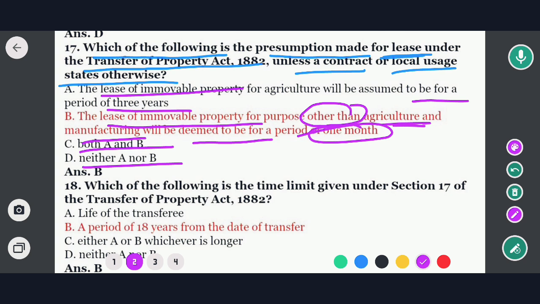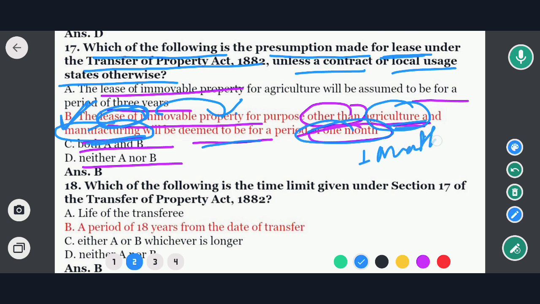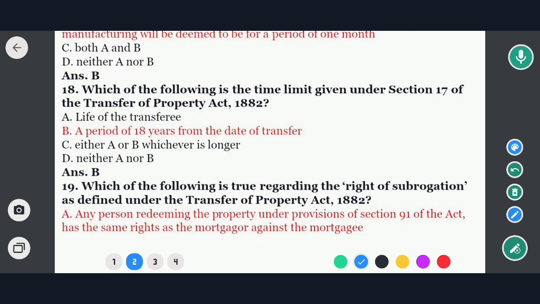So in this case, option B would be the correct answer. That means the lease of immovable property for a purpose other than agriculture and manufacturing, that is, leaving out agriculture and manufacturing purposes, will be deemed for a period of 1 month. So in this case option B would be the correct answer. Now moving to the next question.